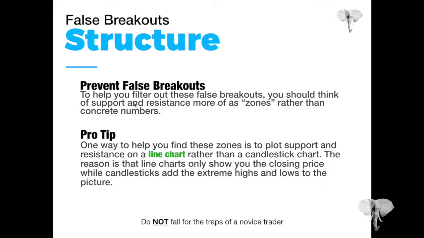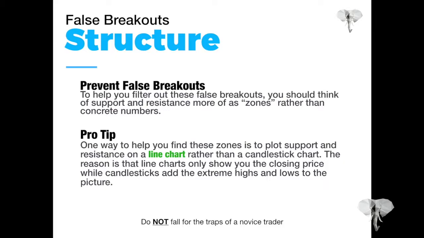So how do we prevent false breakouts? To help you filter out these false breakouts, you should think of support and resistance more as zones rather than a concrete number. A great tip for finding these zones is to not use candlestick charts, but instead use a line chart. A line chart at the close will show you the real, true price of that particular chart.